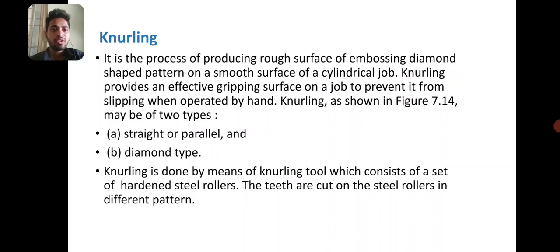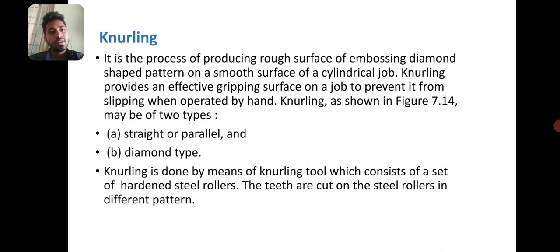Knurling is a process of producing a surface of embossing diamond-shaped pattern on a smooth surface of a cylindrical job. Knurling provides an effective gripping surface on a job to prevent it from slipping when operated by hand. Knurling may be of two types: straight or parallel, and diamond type.